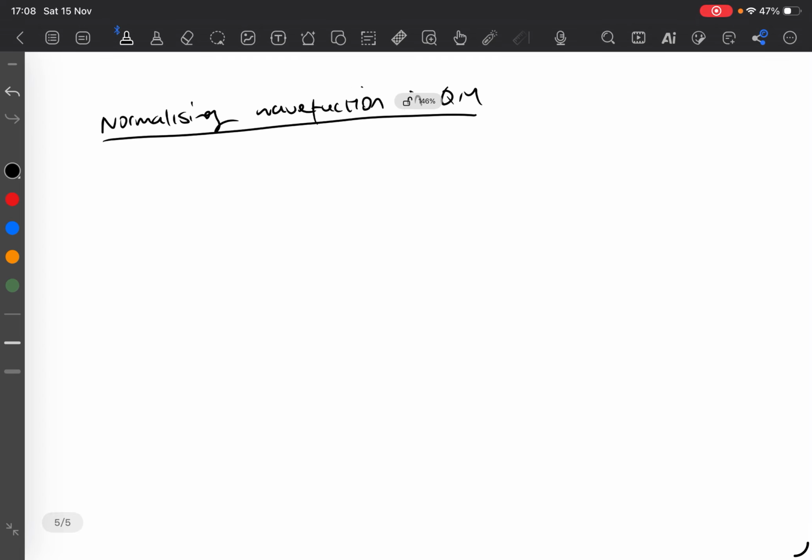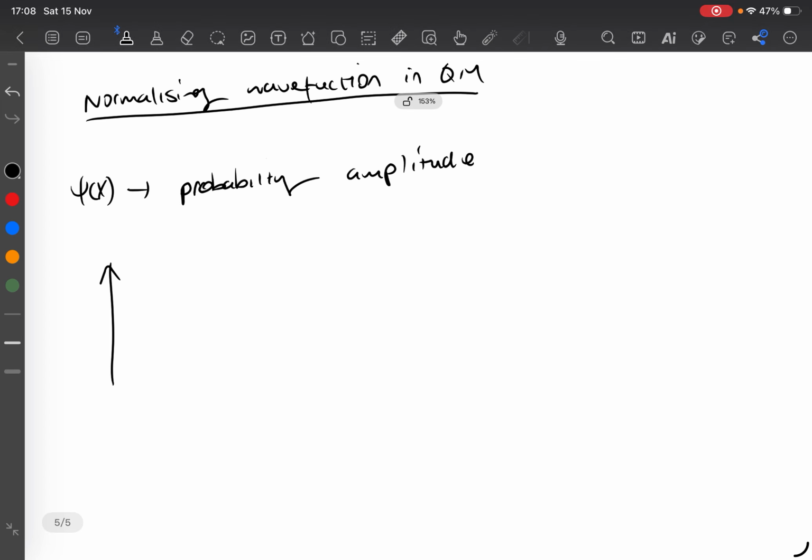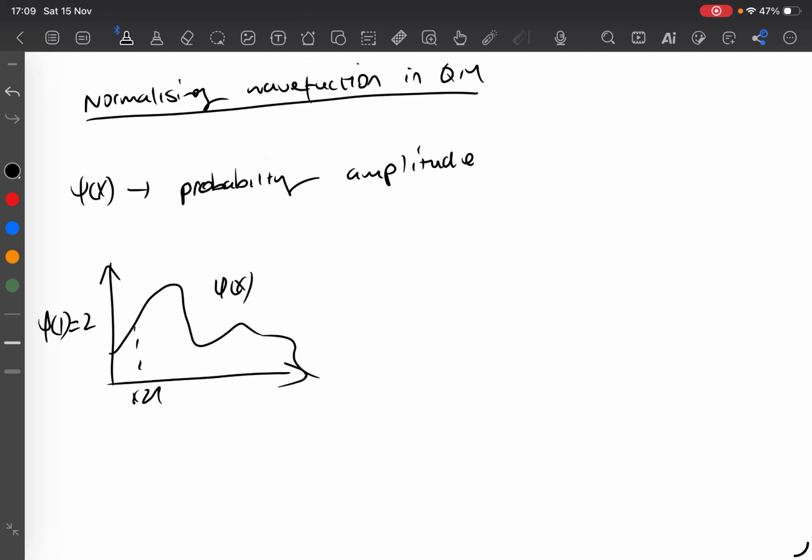First, let's start off with something called a wave function. A wave function represents something called a probability amplitude. Basically, it's a function that represents the shape of a wave, like any wave. This can be a wave function, and at the point of maybe x equal to 1, the wave function equals 2. That's the amplitude of the wave.